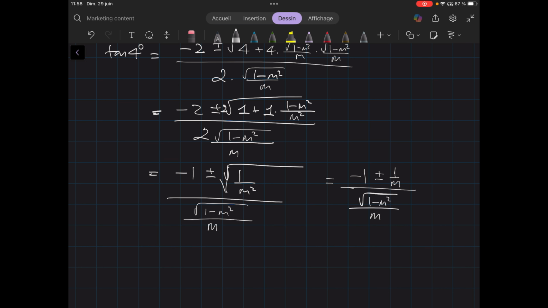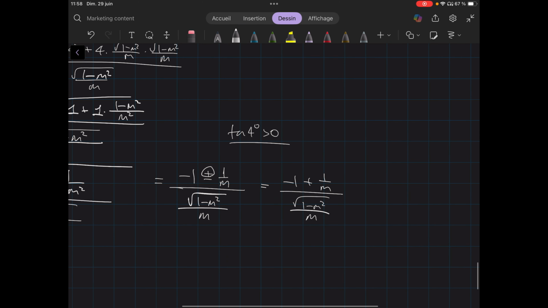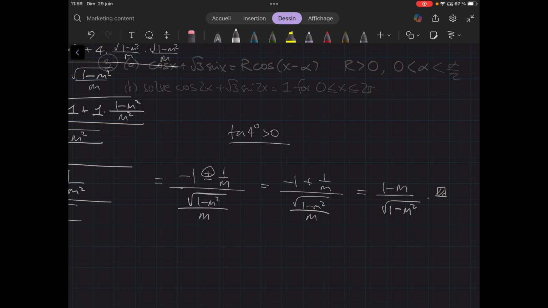Tan of 4 degrees has to be positive. That means we have to take the positive sign up here. So the final answer will be something along this line. If you want to simplify it further, you don't have to, but it looks better. You are more than welcome to do so. And that's the end of the question.